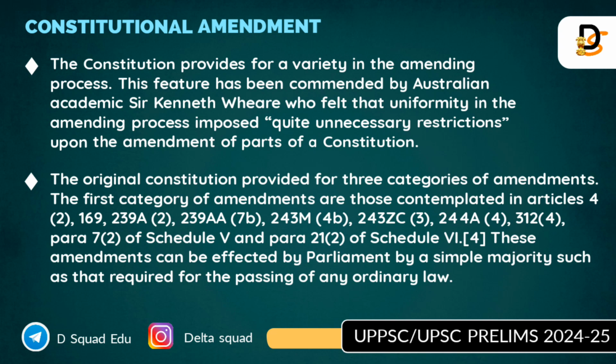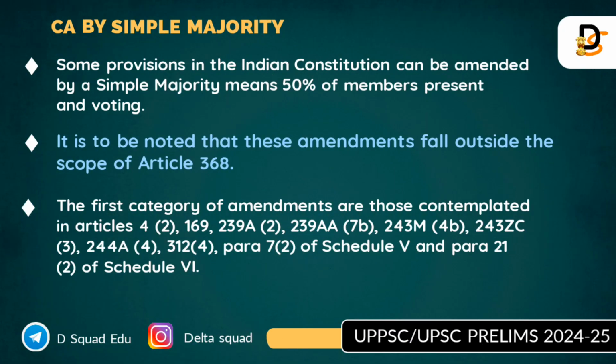The original Constitution provided for three categories of amendments. The first category of amendments are those contemplated in the following articles. These amendments can be effected by the Parliament by a simple majority, such as that required for passing an ordinary law. The first category is simple majority. Some provisions in the Indian Constitution can be amended by a simple majority, meaning 50% of the members present and voting in the House. It is to be noted that these amendments fall outside the purview of Article 368. It is not considered in this article.